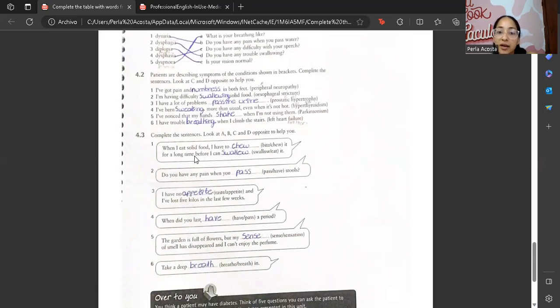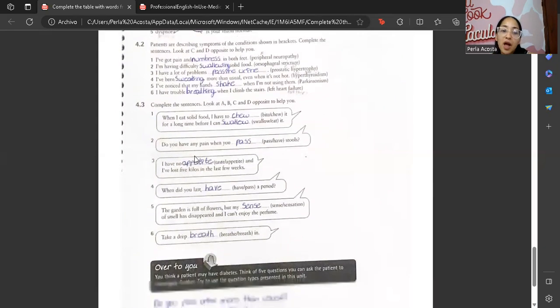Number 3, I have a lot of problems passing urine. That's prostatic hypertrophy. Number 4, I've been sweating more than usual, even when it's not hot. That's hyperthyroidism. Number 5, I've noticed that my hands shake when I'm not using them. That's Parkinson. And number 6, I have trouble breathing when I climb the stairs. And that's left heart failure.